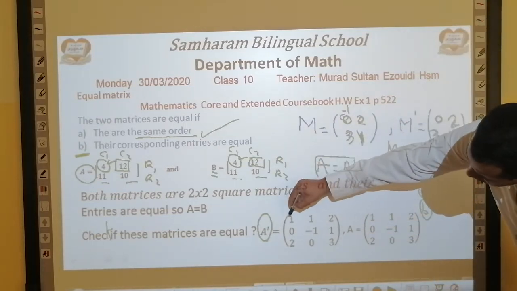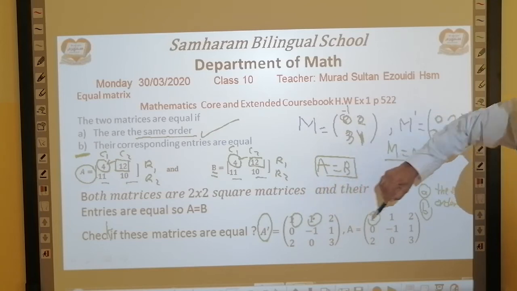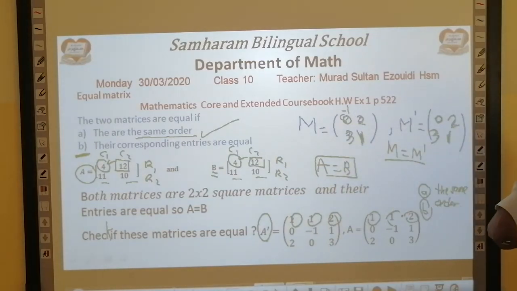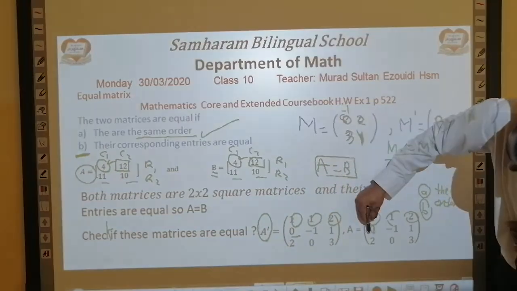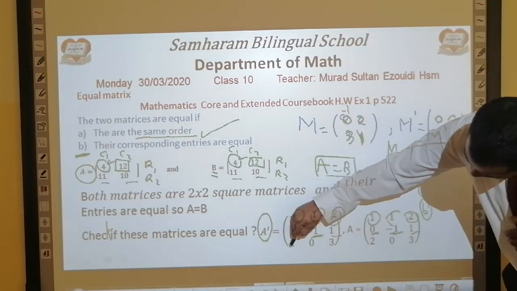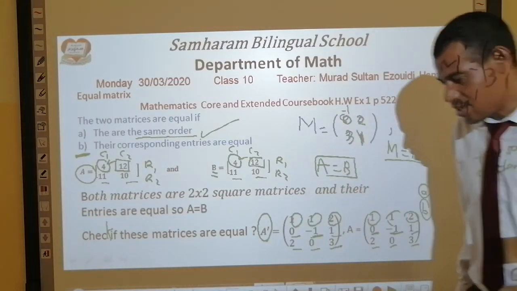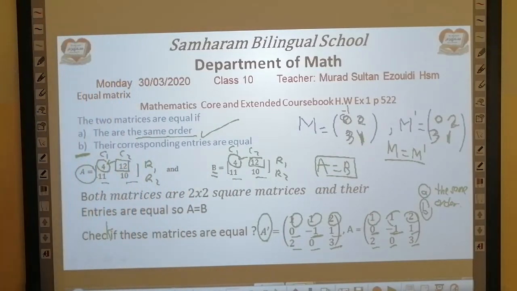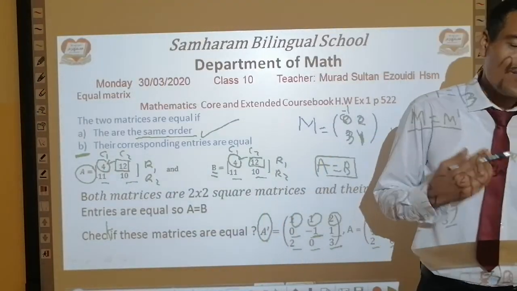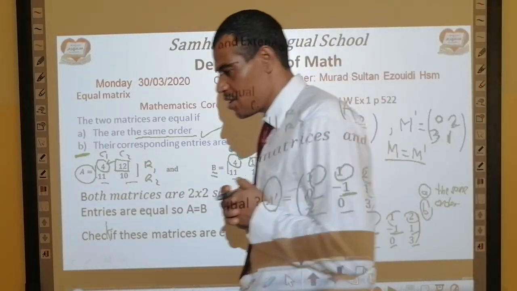For example, look here, this is 1, equal 1, okay? No problem. 1 equals 1, the second one. Good work. 2 equals 2. The first row, okay. The second row, this is 0, my kids. This is 0 also. This is negative 1, this is negative 1. This is 1 and this is 1. This is 2, 2. 0, 0. 3, 3. So yes, these matrices are equal. We use equal matrices in order to solve for x, sometimes for y, to solve simultaneous equations, for square matrices of order 2 by 2 and so on.